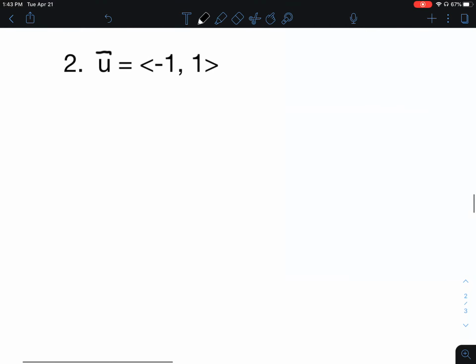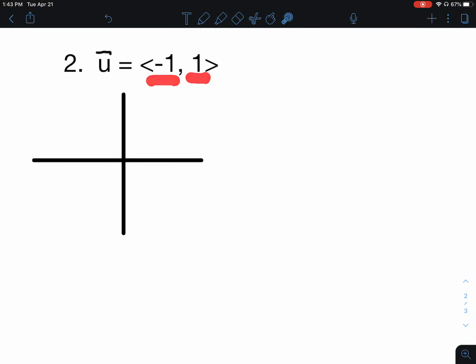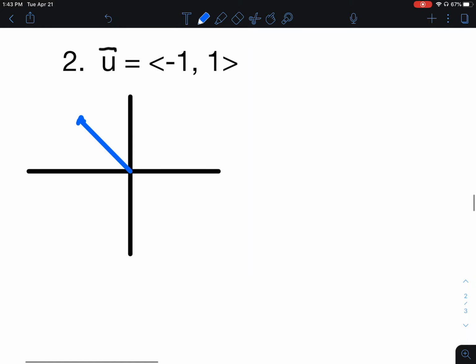Let's look at number 2. We're supposed to find its magnitude, and we're supposed to figure out what the angle is in standard position. Let's draw a picture. This vector goes left 1 and then up 1. So if I go left 1 and up 1, I'm going to be in quadrant 2. We've got to figure out what this angle is.